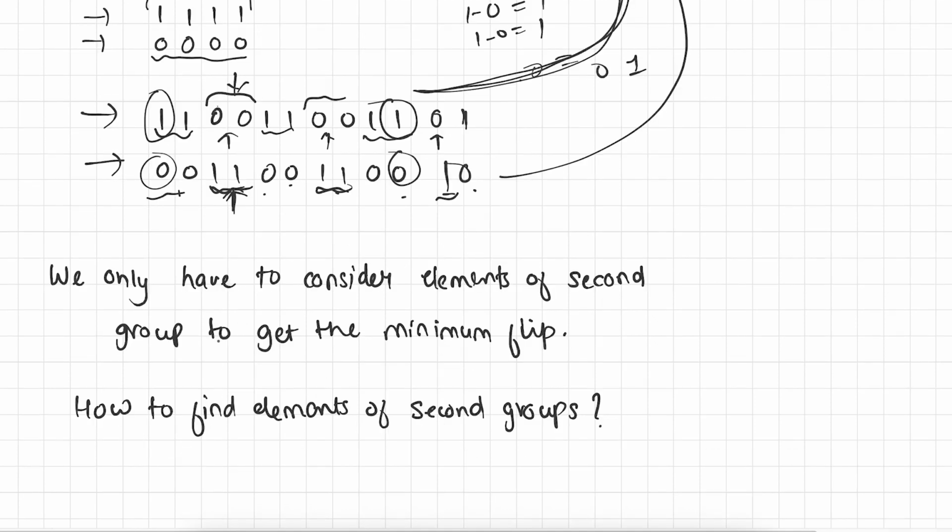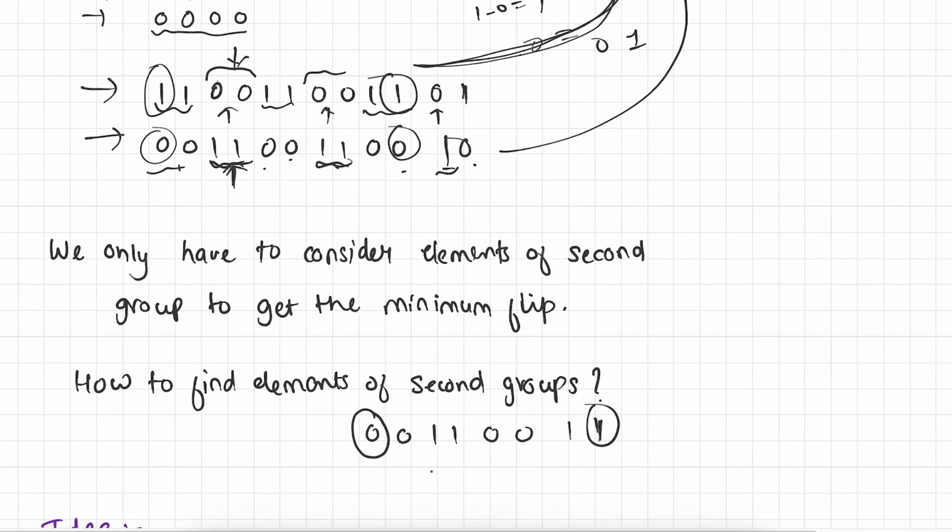Now the question over here is how to find the elements of the second group. So let's consider this binary array 0, 0, 1, 1, 0, 0 and 1, 1. In this binary array, the first observation is it begins with 0 and ends with 1. And if we have to find the elements of the second group, we can easily find them. Let's see how. Let's consider this element. This is the beginning of the second group. If you compare this element with the first element, you can see that this is 1 and this is 0. It means this is the beginning of the second group.